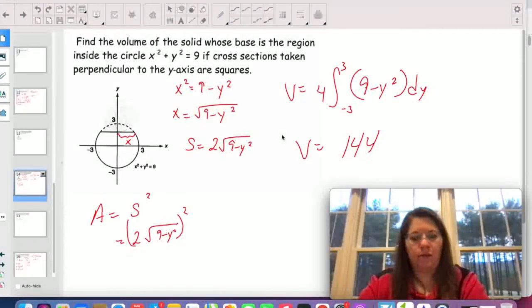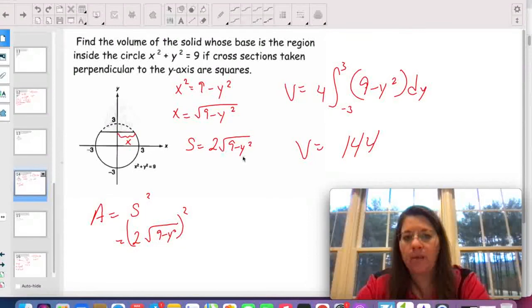So here's the answer to this one. It says it's perpendicular to the y-axis, so that means we need to solve this equation for x. So we have x equals the square root of 9 minus y squared. That means this length right here is the square root of 9 minus y squared. So the length of the side of the square would be twice this. So the side is 2 times the square root of 9 minus y squared.